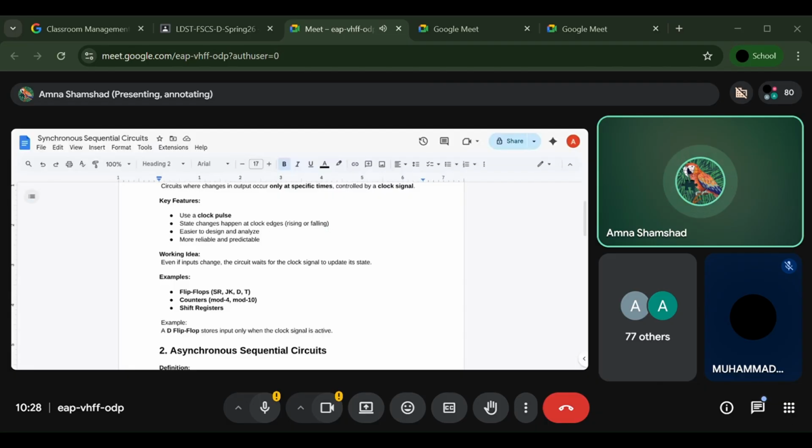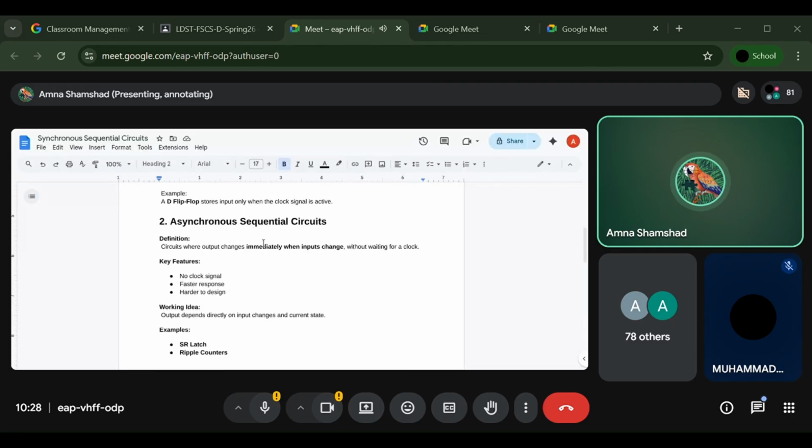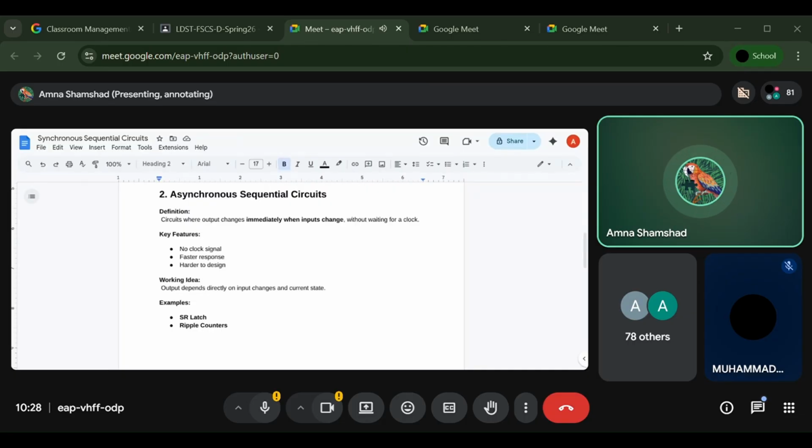So this is the main thing of synchronous circuits. We have the clock signal, and the output is dependent on the clock signal. The next thing is asynchronous. Asynchronous means that this circuit will change its output when the input changes. Obviously, input plus the previous state, this is the combination on the input side, but there is no clock present in the asynchronous circuits. Is this clear to all of you?